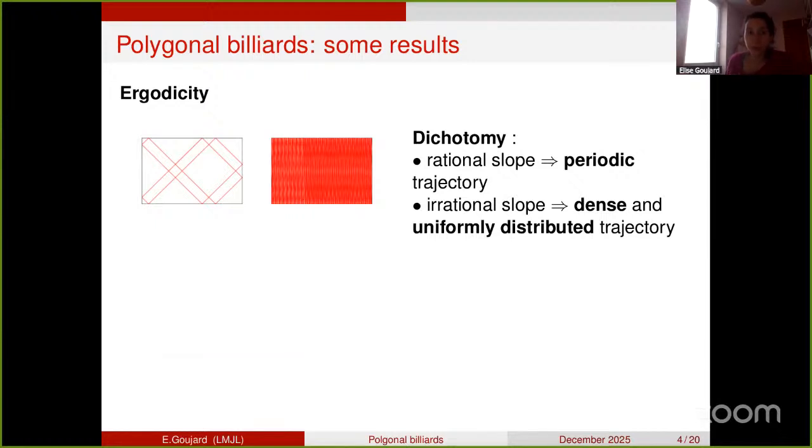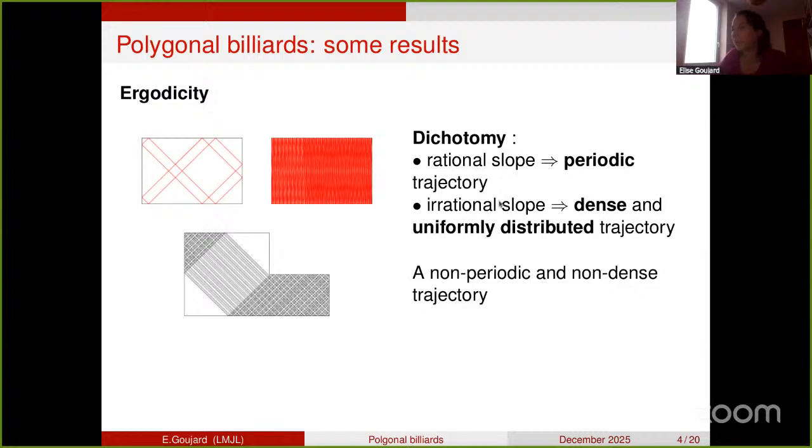So let's consider first the standard billiard table, which is the rectangle billiard table. It's quite easy to show that depending on the initial slope of the trajectory, it will be either periodic if you throw the ball with a rational slope, or it will be dense and uniformly distributed if the slope is irrational. Okay, I will show you how to prove this result later. So you can ask, is that behavior similar for other polygons?